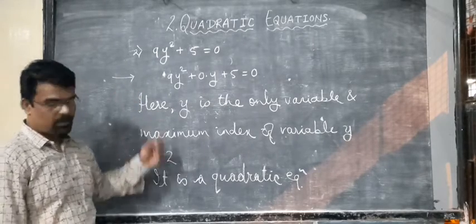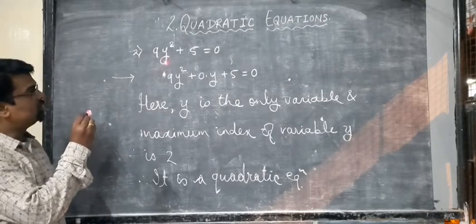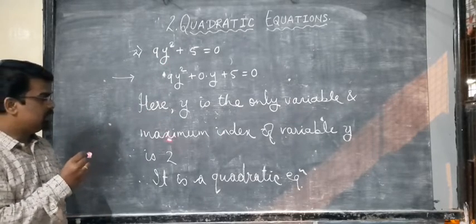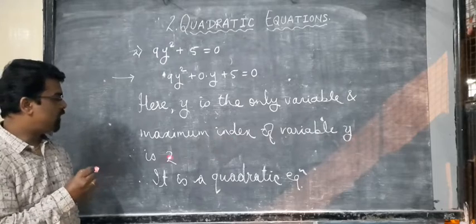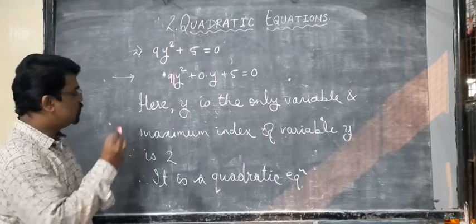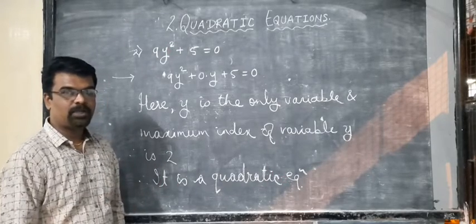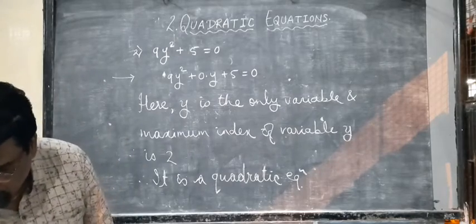So here y is the only variable and the maximum index of variable y is 2. Therefore, it is a quadratic equation. Now let us see one more example.